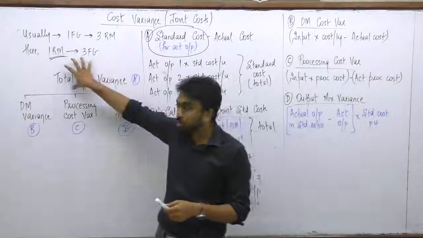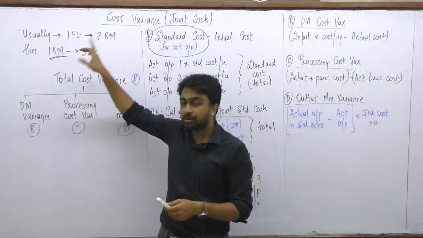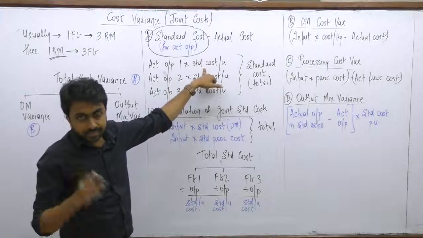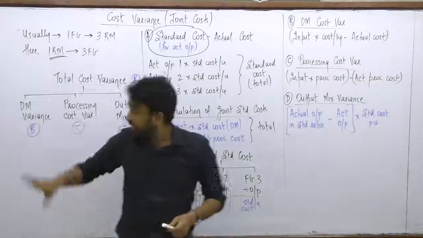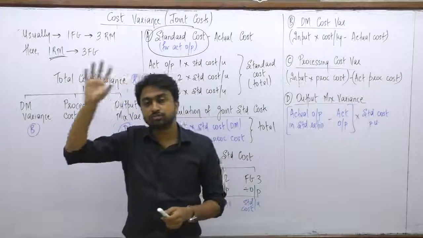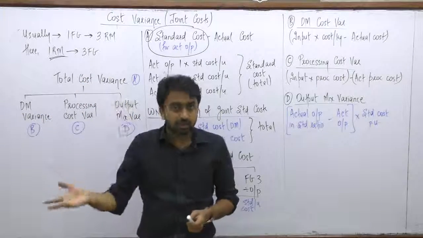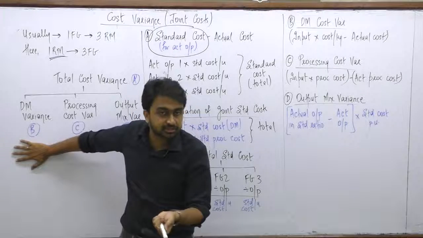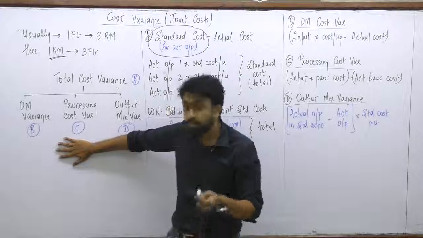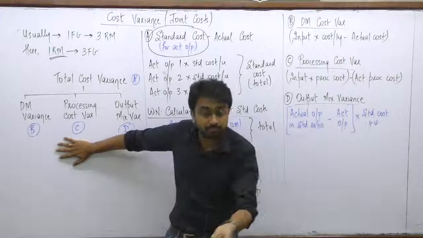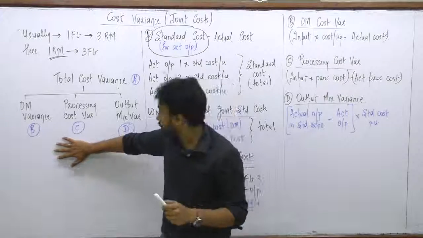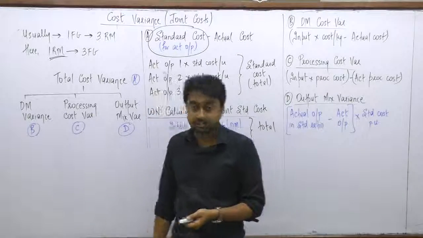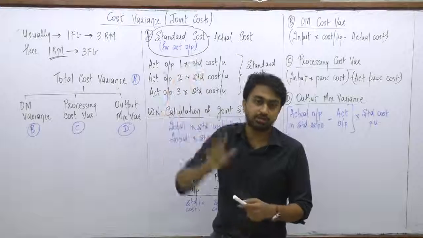So my total cost variance is nothing but the actual output into my standard cost that should have been the cost, and the cost may rise or the cost may fall, either because the material guy has purchased at an expensive price, or the processing guy has spent more money on processing goods, or the output mix has changed, and 1 plus 2 plus 3 are reasons because of my total cost variance.